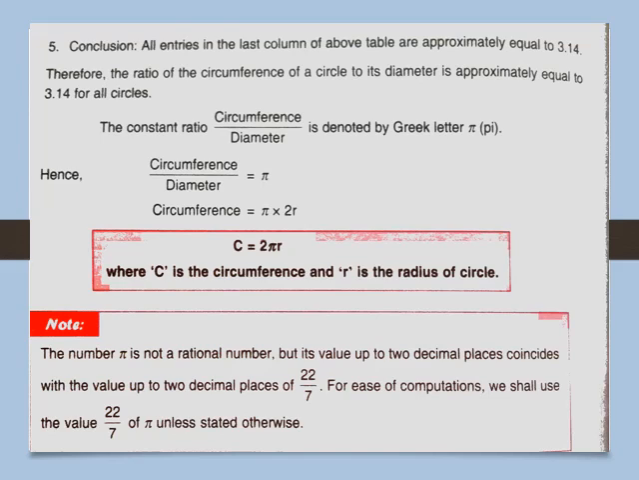Now the number pi is not a rational number, but its value up to 2 decimal places coincides with the value up to 2 decimal places of 22/7. Means if you take the decimal division of 22/7, it also equals 3.1417 and so on. So the value of pi and 22/7 coincide. So for computation purposes, we shall use the value of pi as 22/7 or 3.14 to calculate the circumference of a circle.